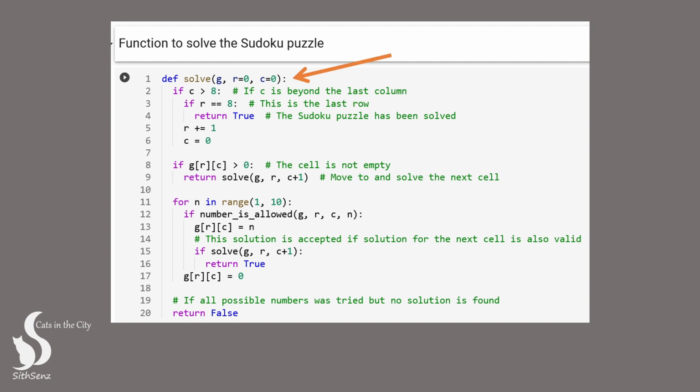When we write R equals 0, it means that this function can take the value of R as its parameter, but if the R value is not provided, it will take 0 as the default value. Similarly for C equals 0, unless a value of C is provided, the function will take 0 as the default value for C. This is a very convenient way of defining a function, especially if the parameter has a default value. The default value of 0 for both R and C means that our solve function will start at the first cell, cell 00. Later, you'll see the code used to tell our program to progressively move one cell at a time in our grid until it reaches the last cell.